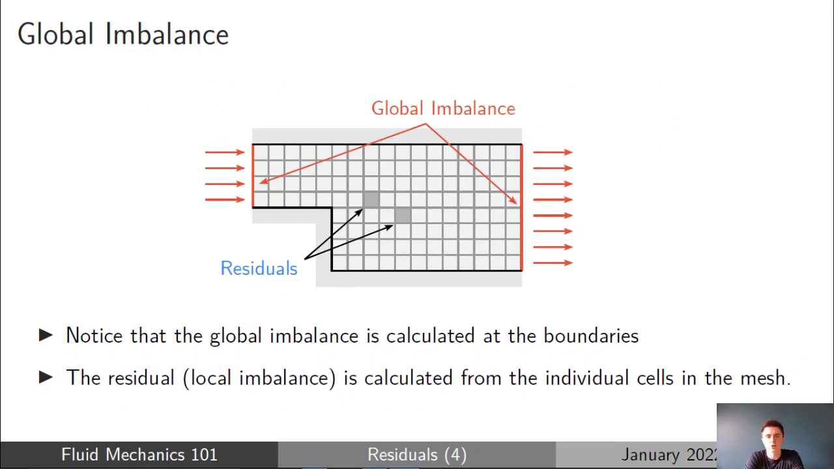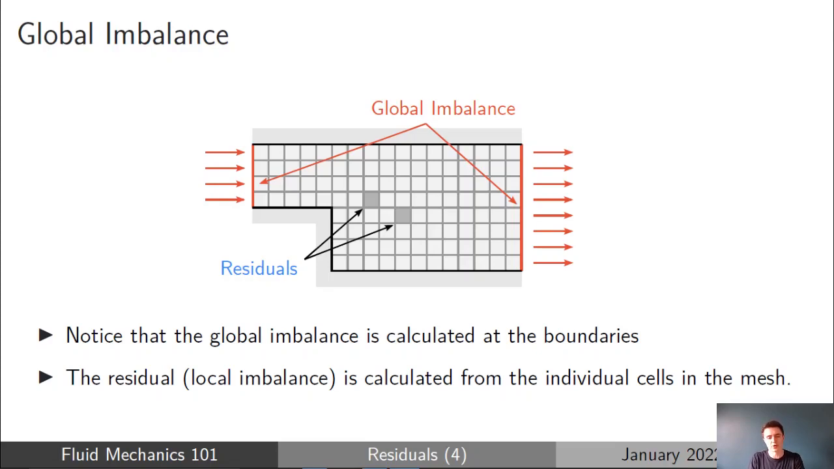And I find it quite useful at this stage just to take a step back and think about what it is we're actually doing when we're assessing a CFD solution using global imbalances and residuals. What you can see even from this simple diagram is that the global imbalance is really being calculated at the boundaries of the domain. So when we're thinking about a CFD domain and we do a global imbalance, we only care about what's happening on the borders or the boundaries, and we don't actually care about what's happening inside.